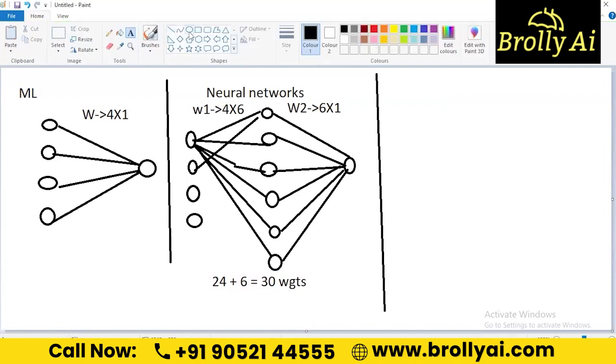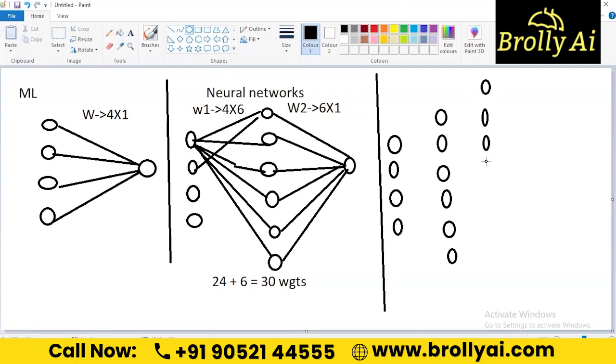Come to one more thing. 1, 2, 3, 4: input layer. Hidden layer number 1, here 6. One more hidden layer I want to introduce. Let me keep 8 here: 5, 6, 7, 8. And one more hidden layer I will keep.